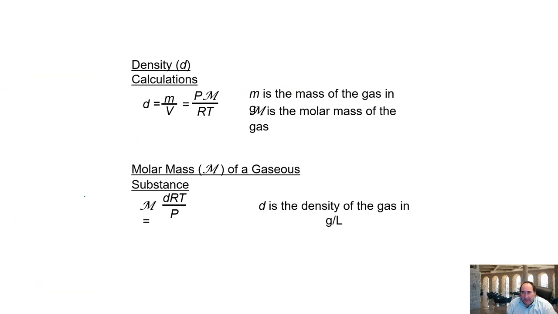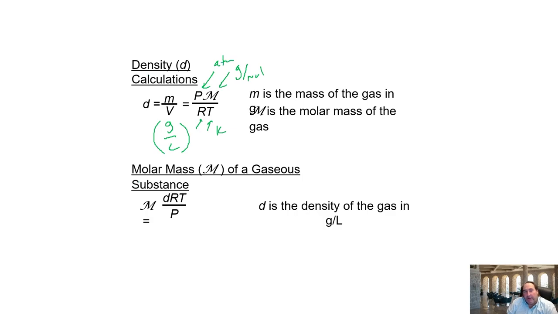All right, let's talk a little bit about some variations on how we could calculate the density and molar mass of a compound. The density of gases is usually given in grams per liter, and that is equal to the pressure in atmospheres, times the molar mass in grams per mole, divided by R, which is our same gas constant, times our temperature in Kelvin, right?